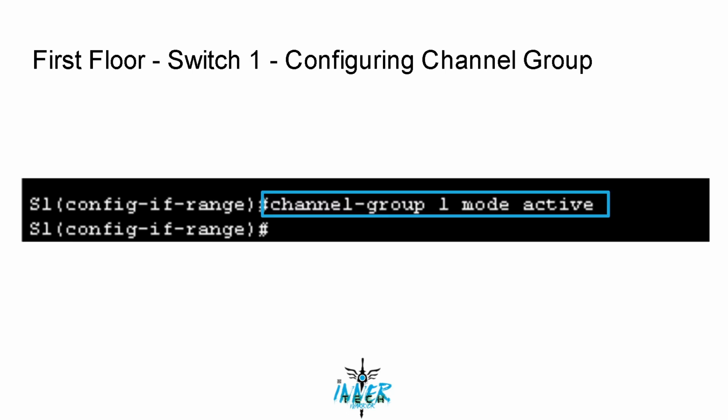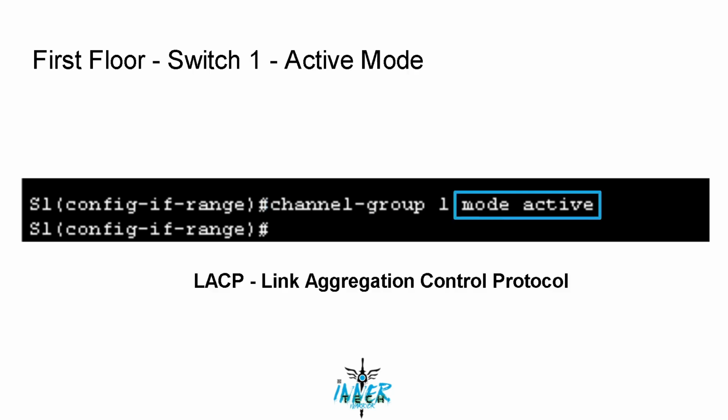Then we'll want to assign the ether channel group 1 we created to these interfaces with the channel-group 1 mode active command. The channel-group 1 portion of the command means we're grouping these interfaces into port channel 1. The mode active portion of the command means the mode is active, as in it will use the Link Aggregation Control Protocol, or LACP, to actively negotiate grouping with the other device, which in this case is switch 2.